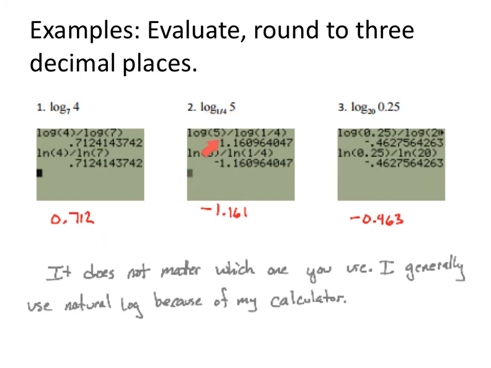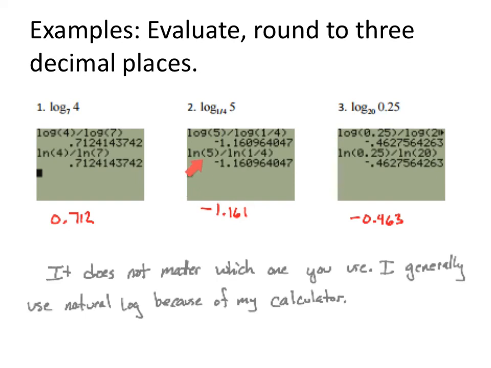Log base 1/4 of 5, it doesn't matter. If I do log of 5 or log of 1/4, natural log of 5, natural log of 1/4, as long as I use the same in the numerator as I do in the denominator, that will round to negative 1.161. And similarly, for the log base 20 of 0.25, that's log of 0.25 divided by log of 20, or natural log of 0.25 divided by natural log of 20, either results in negative 0.463.